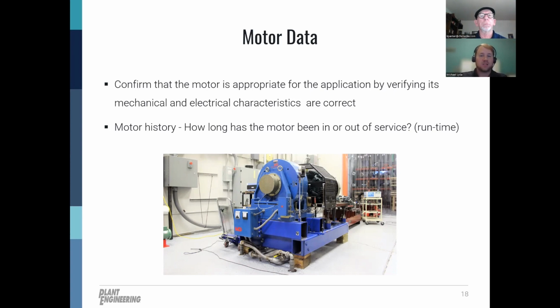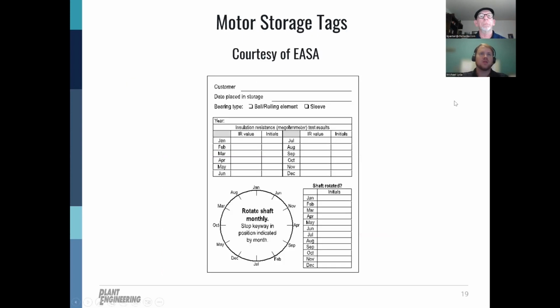So flat spots on the bearing, if you're not rotating your motor shaft, then you might get flat spots on the bearings just from the weight of that rotor sitting down on the bottom side of the bearings, or moisture buildup if you don't have a humidity controlled storage area, moisture buildup on the motor windings. So definitely, it seems like something that may be very straightforward, but it's definitely an important part of the troubleshooting process.